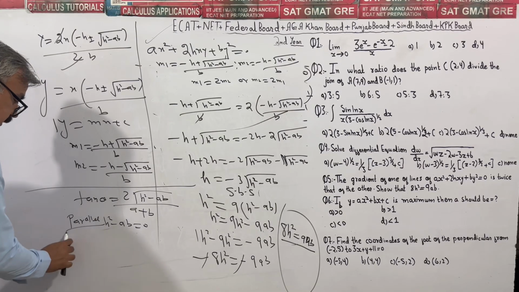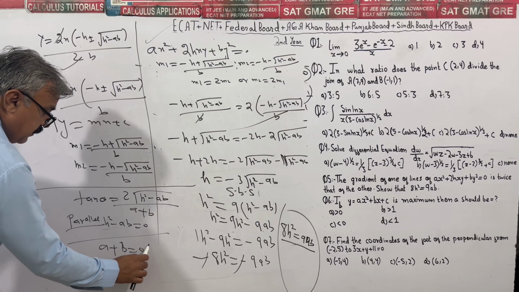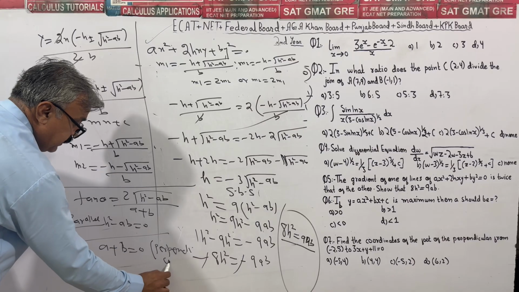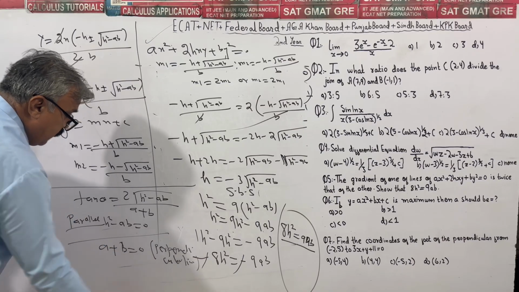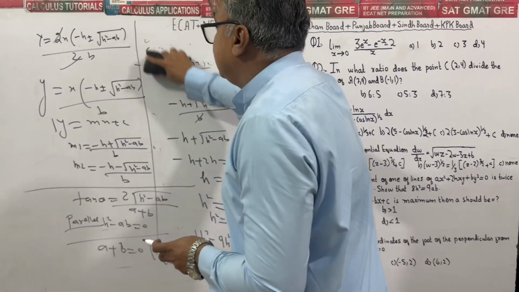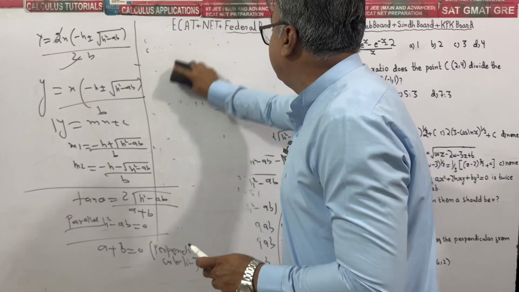h square minus ab is equal to 0 for parallel lines. For perpendicular, denominator is 0. a plus b is equal to 0 for perpendicular lines. One can ask from where these conditions prop up. From where these conditions come? Let's see and find out. Let me give you a good idea about that as well.